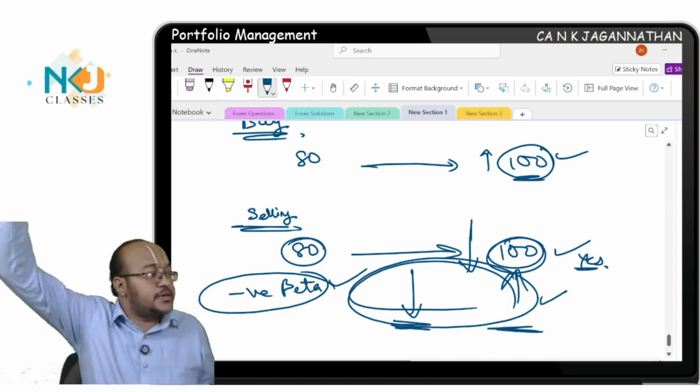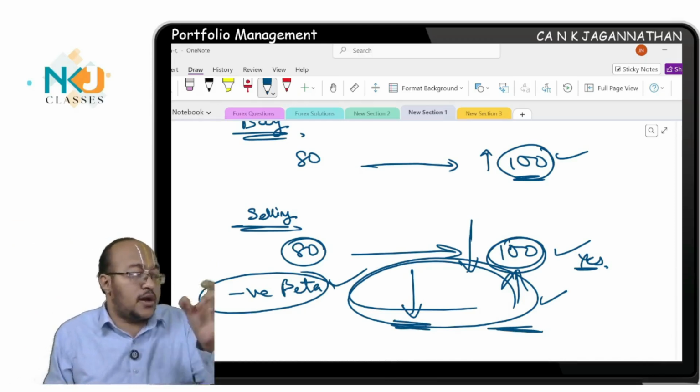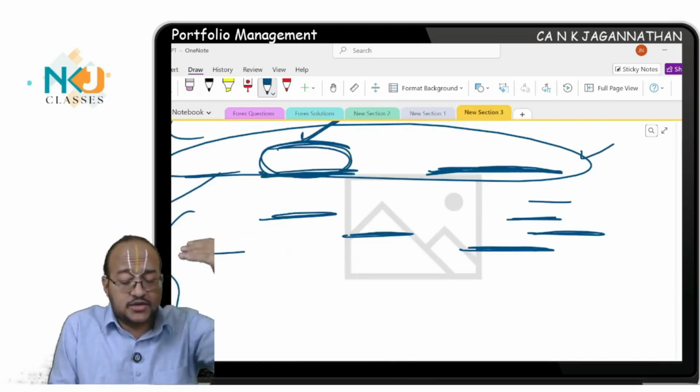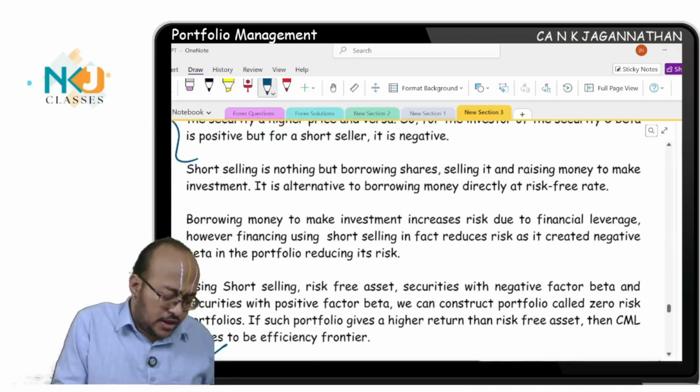Negative. It is going in the opposite direction. Negative beta you can create. This negative beta creation can only happen through short selling and not just by borrowing. Are you all understanding? This is what I have given in the notes. Please simply go through them. Okay, nothing else here.